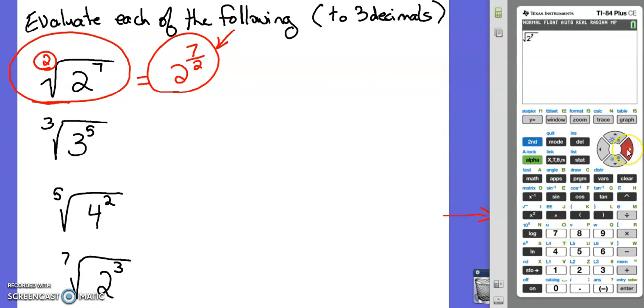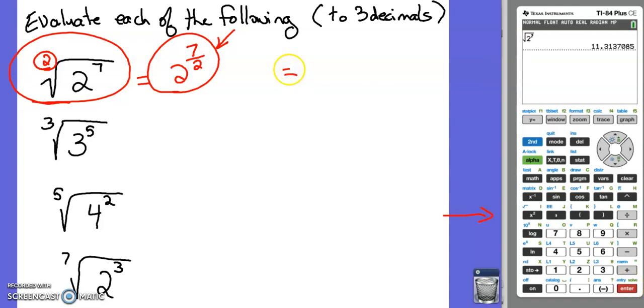so it's to the 7th power. So literally make sure before you press enter that it's the exact same problem that you have on your paper, and so this would be my answer. And I want the decimal to 3 decimal places, so I would literally write 11.314.